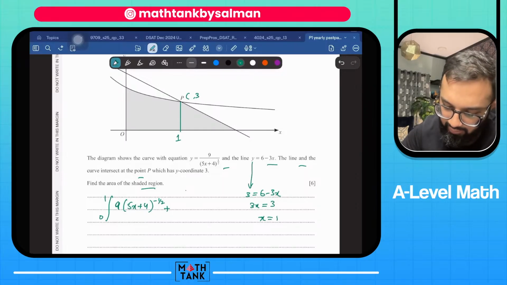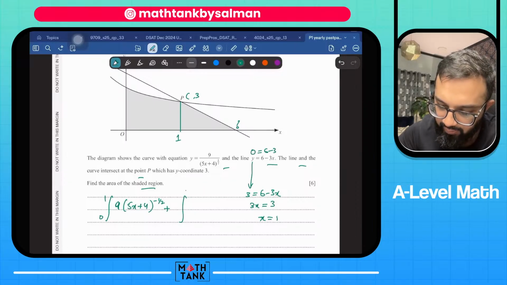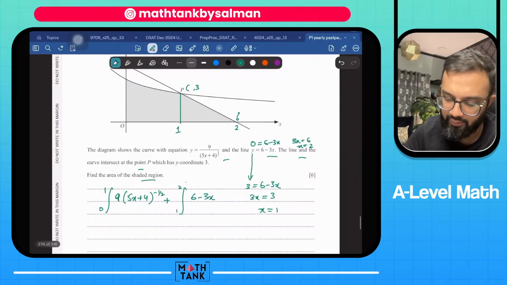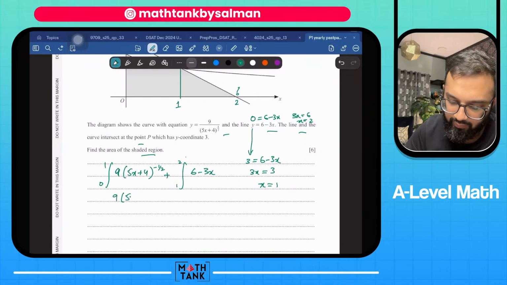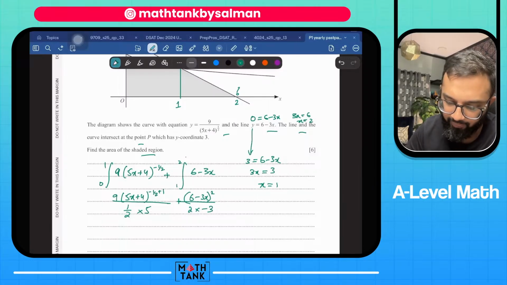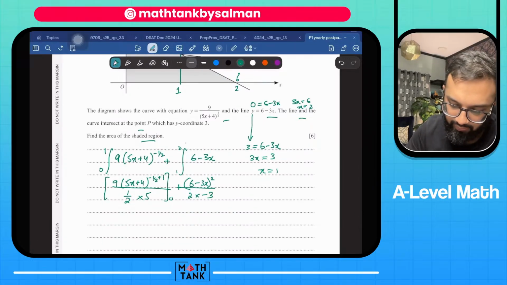And then I have to integrate the line from whatever this point is. So I will have to find this point as well. So that's 0. And I think that comes out to be 2. That's an integration question. So 1 and 2, 6 minus 3x. So 9, 5x plus power 4 minus half plus 1 divided by half into 5, plus, I can just do 6 minus 3x squared over 2 minus 3. Okay, and then I have the limits on this, which are 0 and 1, and limits on this, which are 1 and 2.